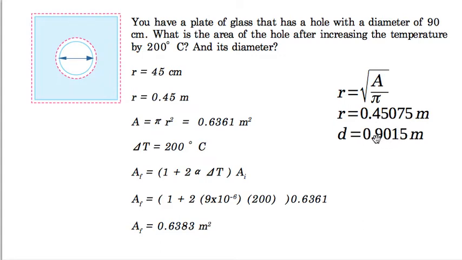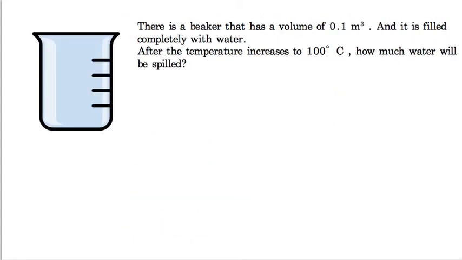The diameter used to be 90 centimeters. Well, now it's going to be 90 centimeters plus 1.5 millimeters, a very small amount. So the diameter had just increased by about 1.5 millimeters. That's the new diameter. It's going to be 90.15 centimeters or 0.9015 meters. And that's it for this problem. Let's continue with the next one that I find pretty interesting.